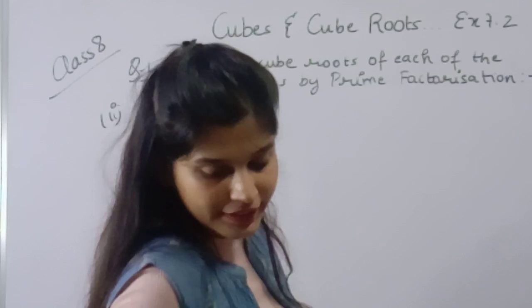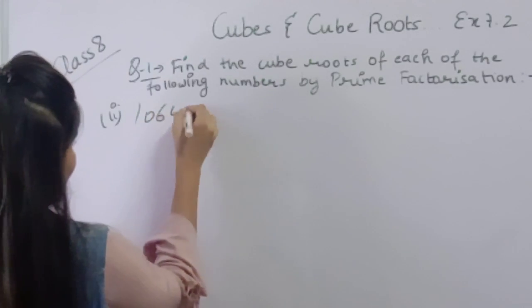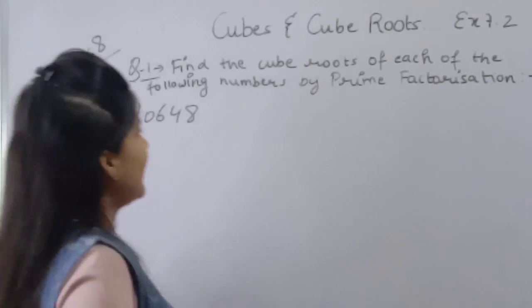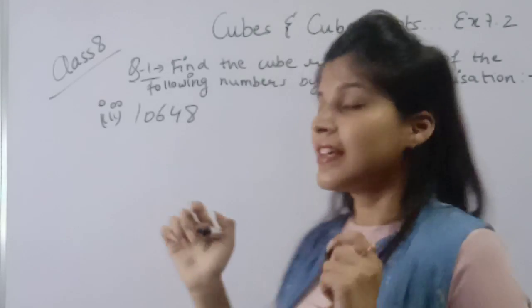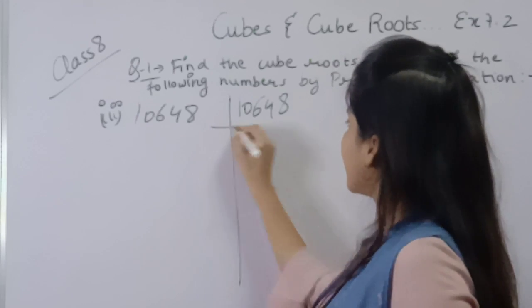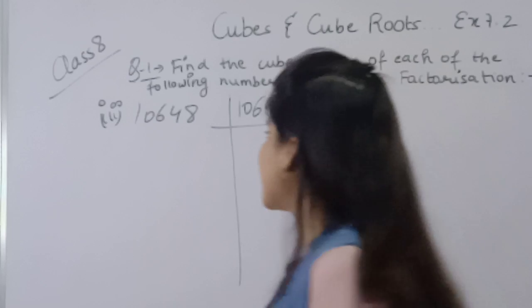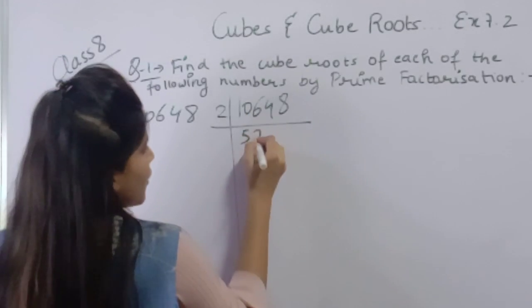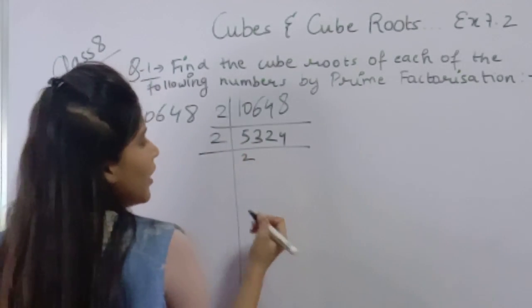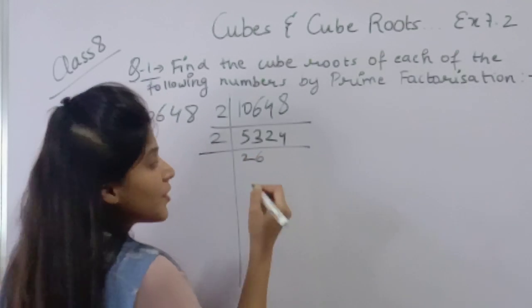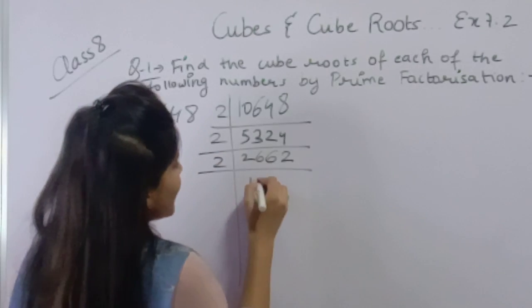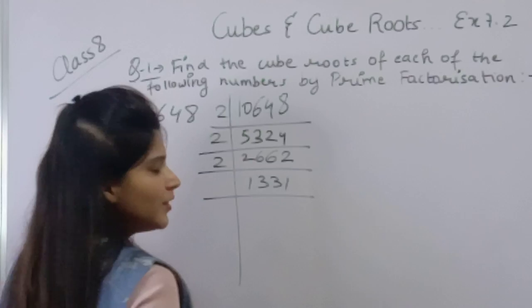Now children, the third part is 10648. Yes, this is the third part. Now we have to prime factorize this number. 10648 is a multiple of 2 because it is an even number. 2 5s are 10, 2 3s are 6, 2 2s are 4, 2 4s are 8. Now again 2 2s are 4, 2 6s are 12, again 2 6s are 12 and 2 2s are 4. Now 2 1s are 2, 2 3s are 6, 2 3s are 6, 2 1s are 2.